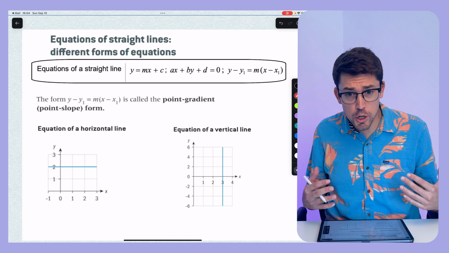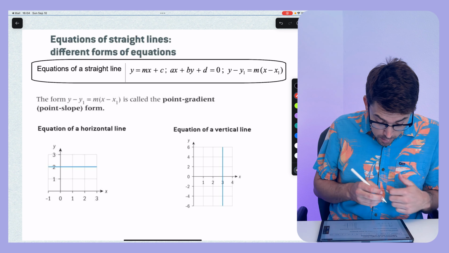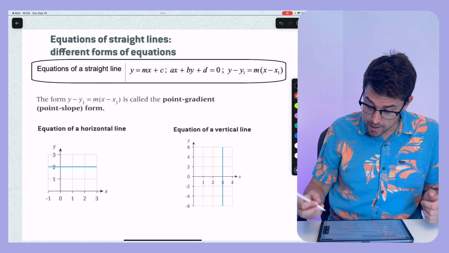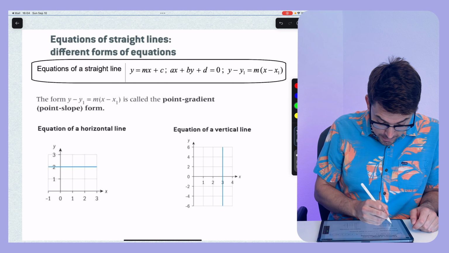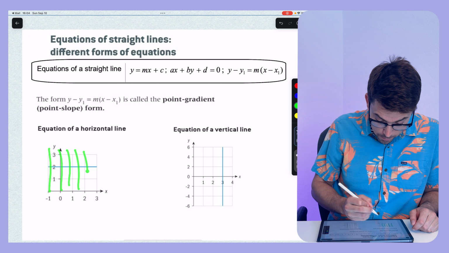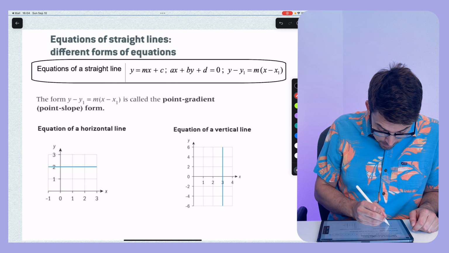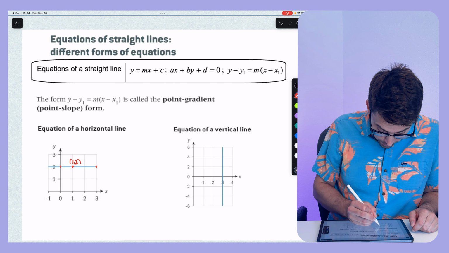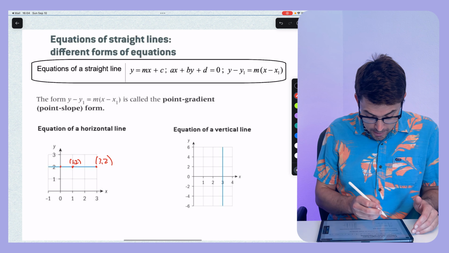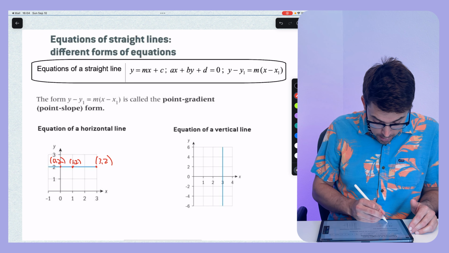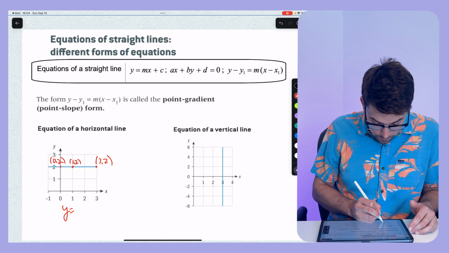If we're looking at the equation of a horizontal line, notice that if we're going completely across, that is going to pass our vertical line test. It is only going to intersect this graph at one point. And if you notice, everything here is going to have, here I'll have 1, 2, here I'll have 3, 2. We're all going to have the same y coordinate of 2, and we'll say that y is equal to 2.